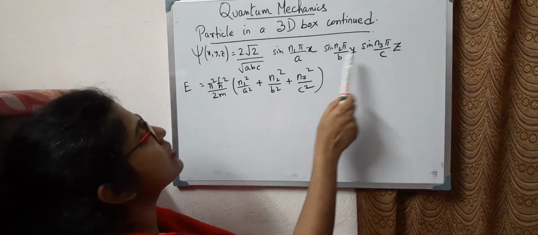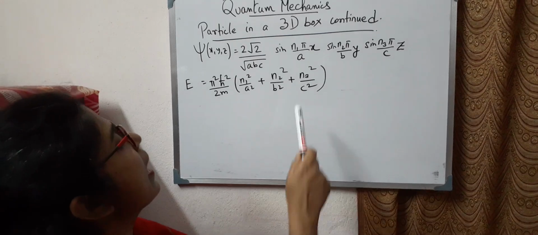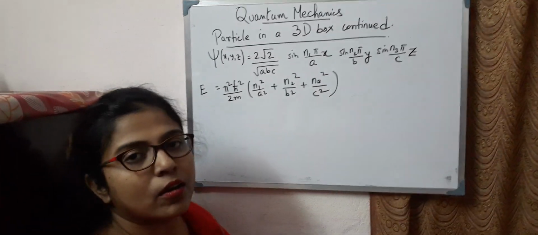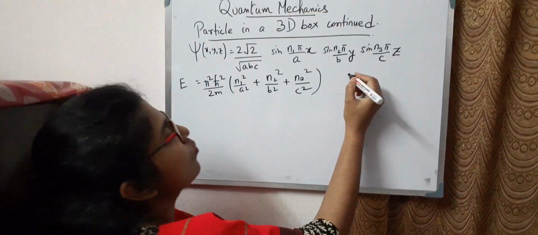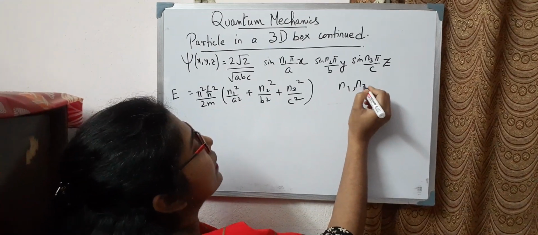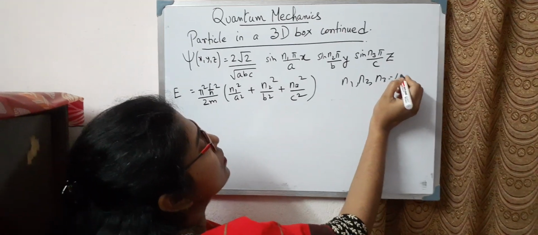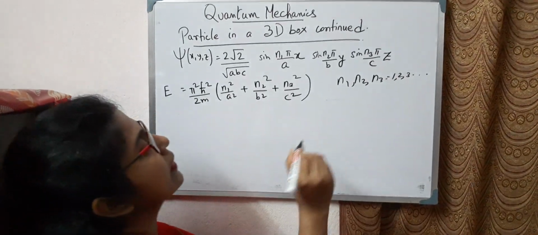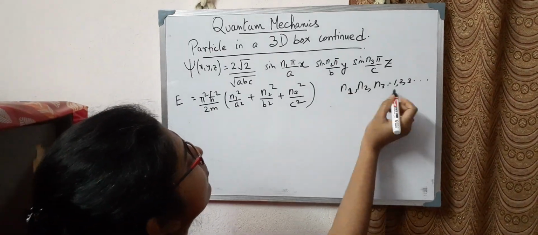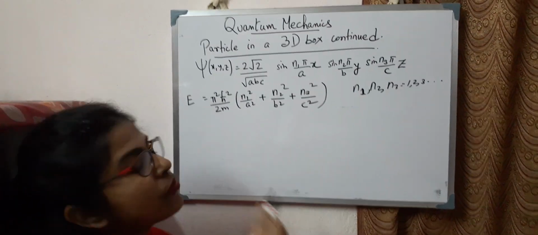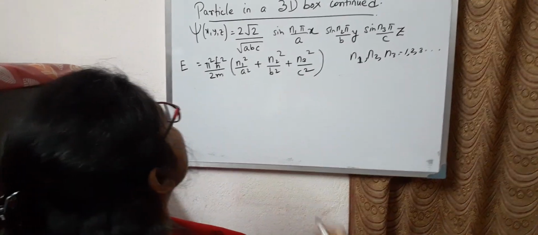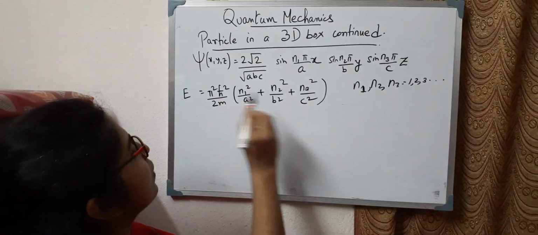So here A, B, C are the dimensions of the box, and n1, n2, n3 are constants, they are integers, and the values of n1, n2, n3 start from 1, 2, 3 and so on. None of them can have the value 0, because if you put the value 0 here, then the eigenfunction will become 0.